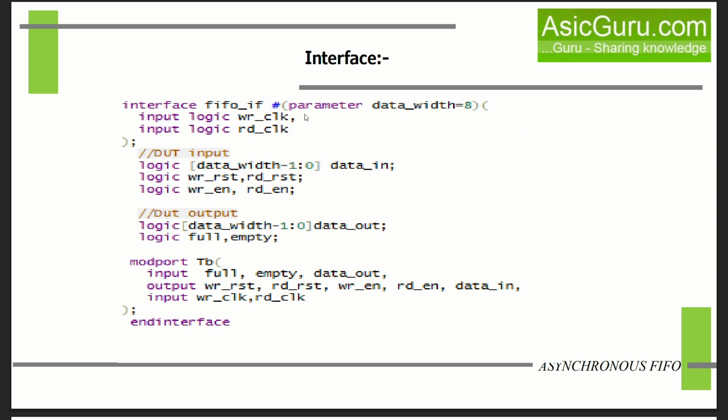Here is the interface code. Interface fifo_if. We have used the parameterized way. I have taken data width to be 8, and then write clock, read clock. Then here are the DUT inputs and DUT outputs: data in, read reset, write enable, and data out, full flag and empty flag. Then I use a modport. Modport is used to provide direction, and end interface.